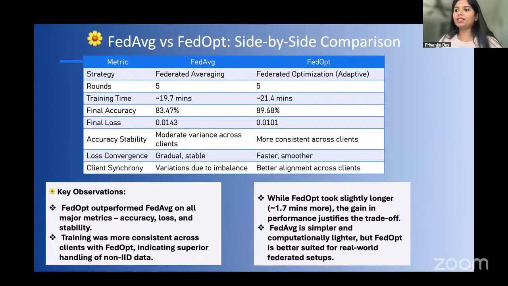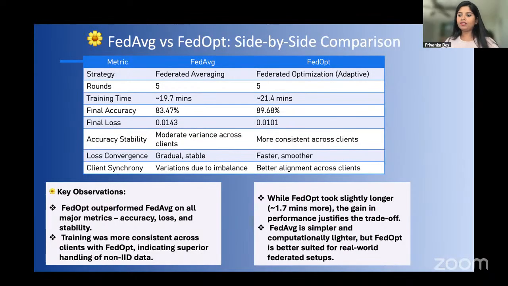So here I present a side-by-side comparison of the two federated strategies, FedAvg and FedOpt, to summarize their performance. Starting with training duration, FedAvg completed in around 19.7 minutes, while FedOpt took about 21.4 minutes, just 1.7 minutes more. But this small increase in time gave noticeable gains. Final global accuracy improved from 83.47% with FedAvg to 89.68% with FedOpt.